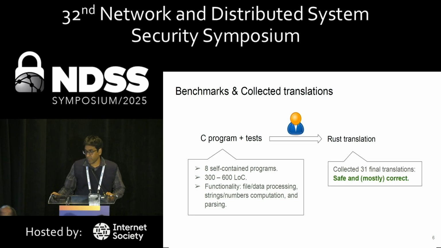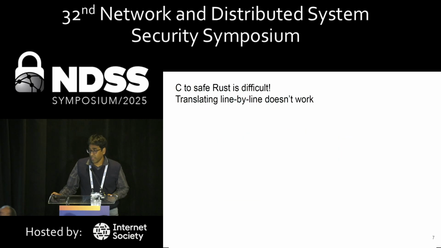At the end of this process, we got about 31 final translations that are safe and mostly correct. Two of them were not satisfying this criteria, but the rest of them were. So as you can see, the task is actually accomplished in a fairly reasonable way. Let's look at what makes this problem hard.